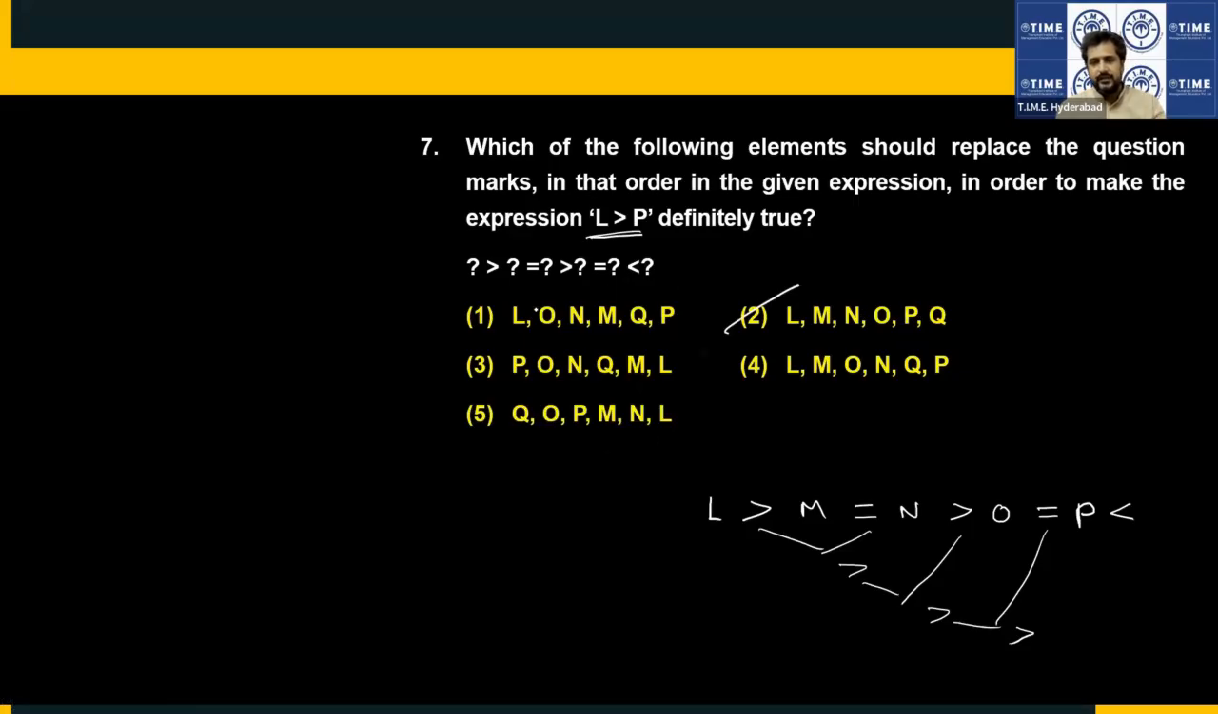So if you place these letters sequentially in the question marks, L greater than P will become definitely true. We have to substitute the choices. There is no other alternate. Go to the next question.